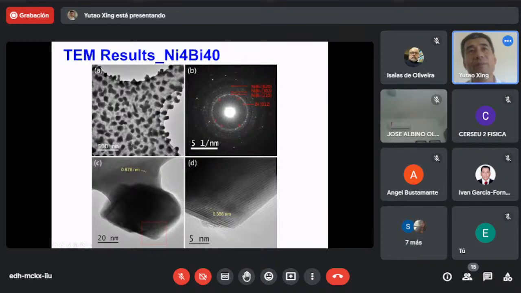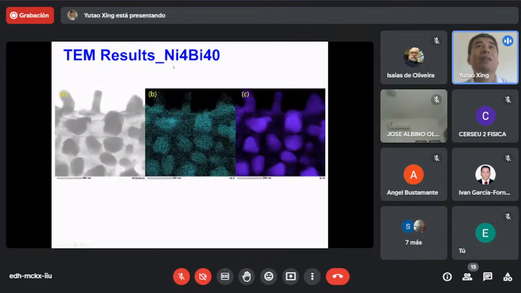nanoparticles on the surface. And then we did the selected area diffraction, and we can see there is very little pure bismuth left, and most of them are nickel bismuth 3. So by this, we can conclude that they reacted, and it does not depend on the deposition order. The nickel and the bismuth reacted with each other and formed nickel bismuth 3. This sample has been done by sputtering. The TEM and EDS results confirmed the observation.